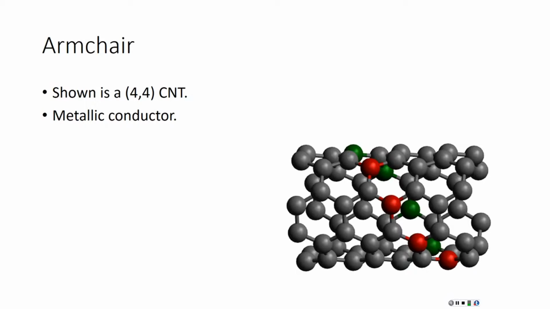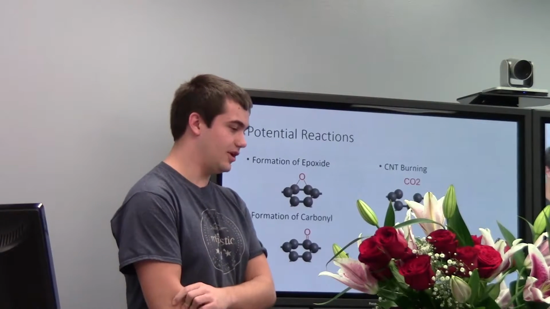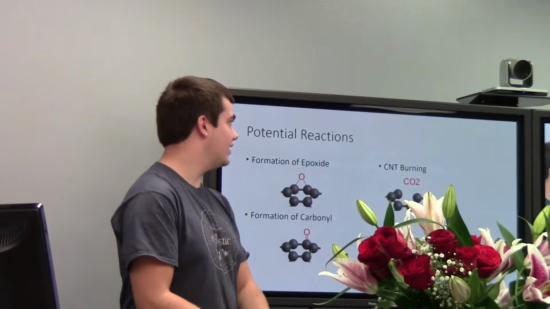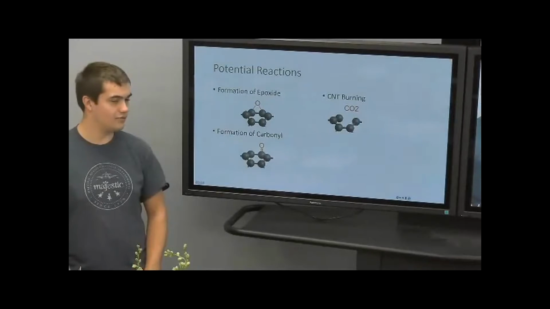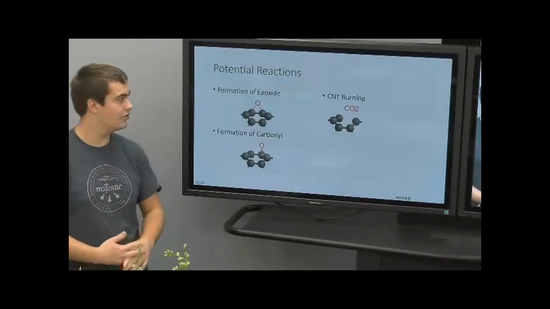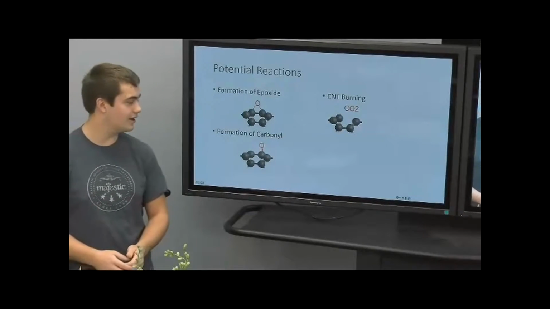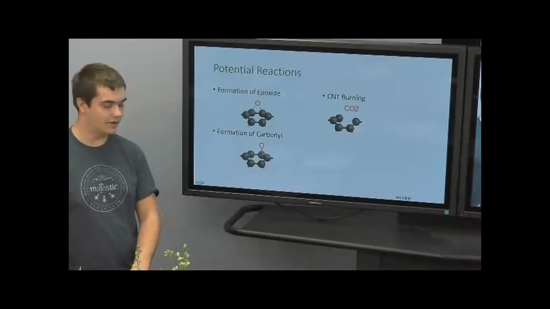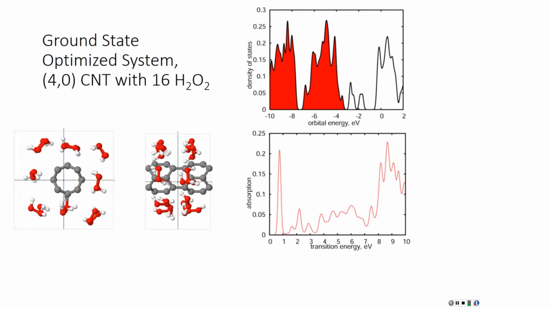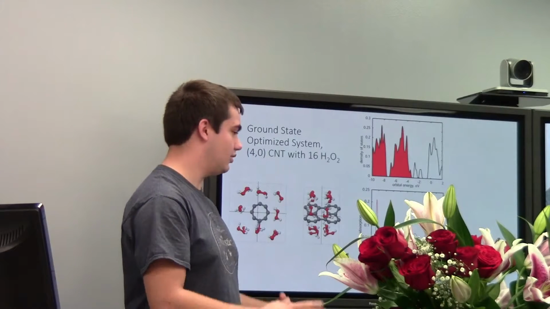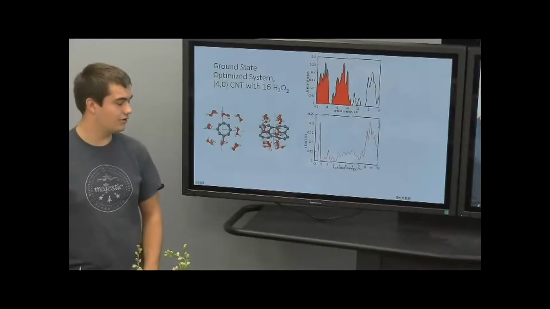So we use the 4-0 that you saw earlier on the zigzag one, and we expected when we react it with the carbon nanotube or the peroxide that we'd get some formation of epoxides and carbonyls, as well as a burning reaction where carbon is removed from the carbon nanotube to make CO2 gas or something of the like. And this would make a hole on the nanotube. So we looked at this unit cell here, which is 2 units of the carbon nanotube long, and it has 16 hydrogen peroxides around it.